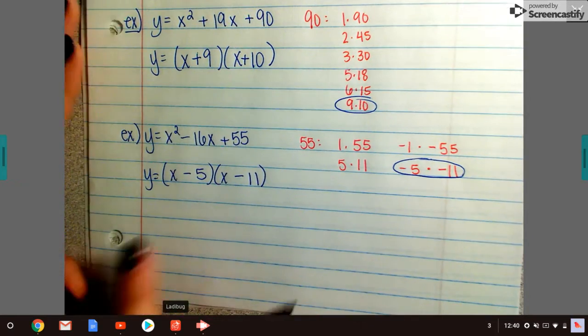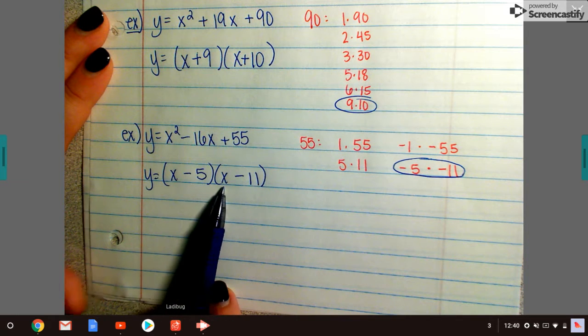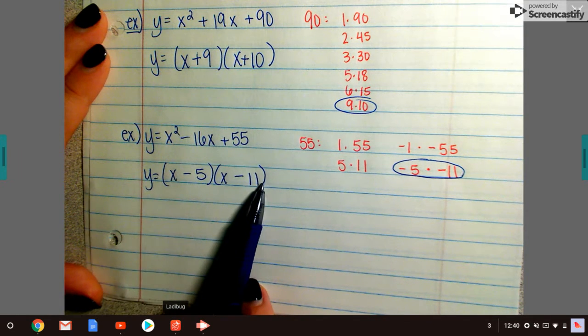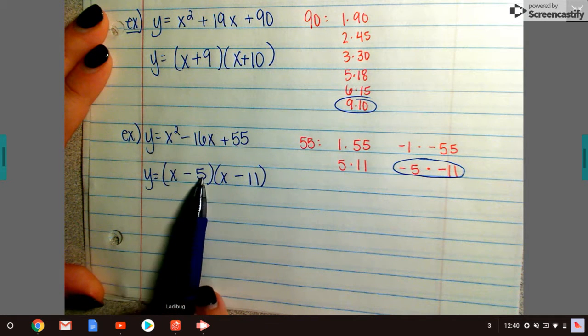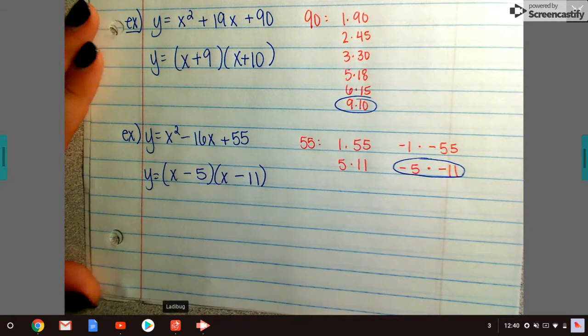So let's check it by reasoning through. I've got x times x is x squared. X times negative 11 is negative 11x, minus 5x. There's my negative 16. And then negative 5 times negative 11 is positive 55.